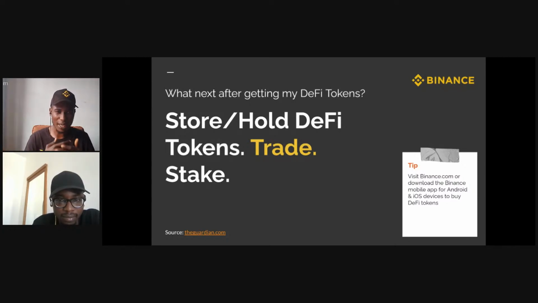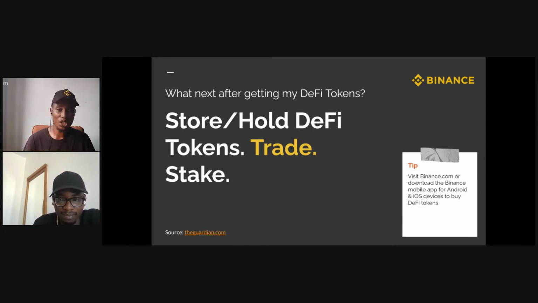So you can trade them. You are able to trade the DeFi tokens on Binance without being exposed to too much risk on the DeFi platforms. And the third way, which is very, very common, which most people usually subscribe to, is to stake. You want to make your tokens work for you. You don't just want to hold them with the aim that they are going to increase in price, but you want to earn additional tokens while you hold your cryptocurrency.